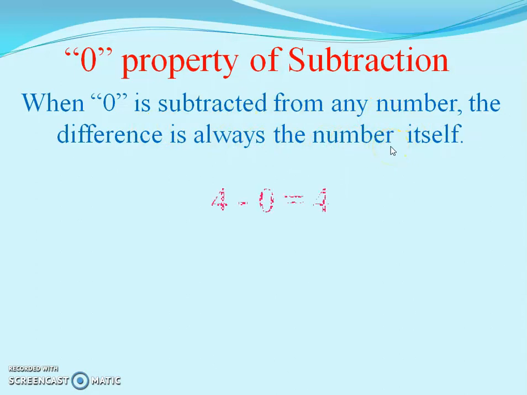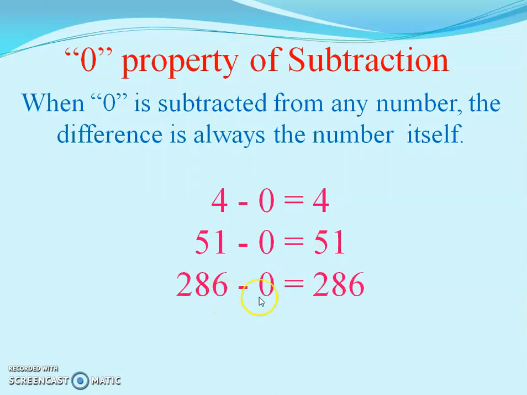For example, 4 minus 0 gives you 4. 51 minus 0 gives you 51. 286 minus 0 gives you 286. 9724 minus 0 gives you 9724 itself.